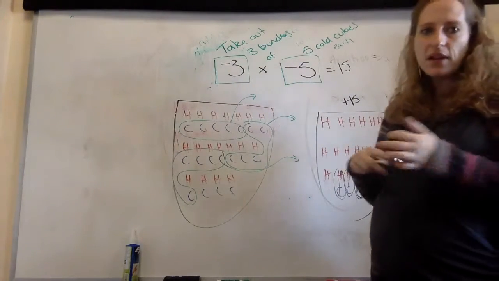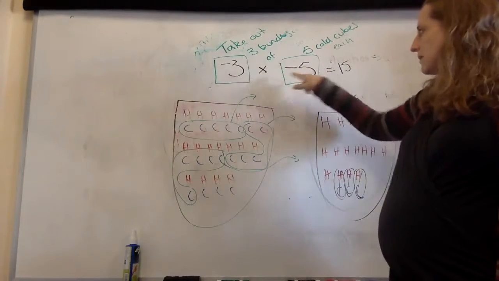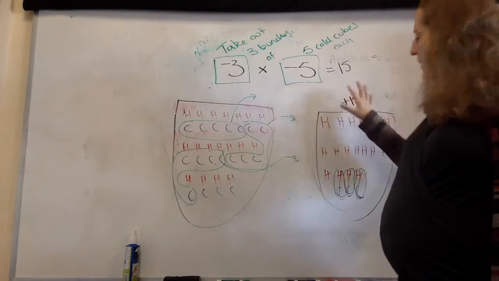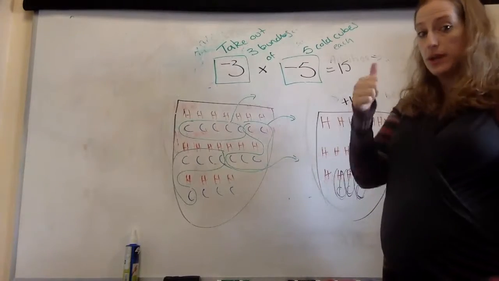Notice that what we have here is a way to give meaning to why a negative times a negative is a positive. We're taking away cold things. That means our overall temperature or our overall net worth goes up.